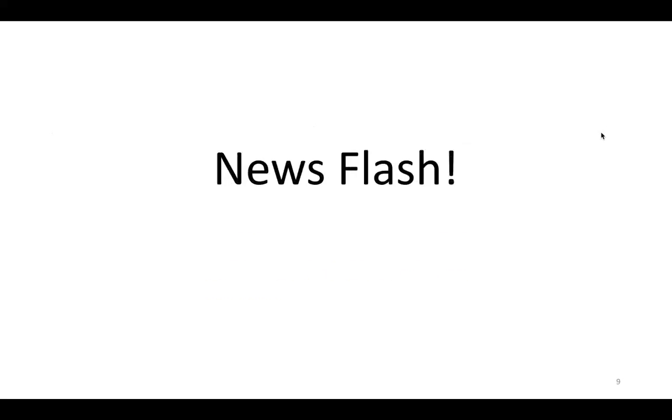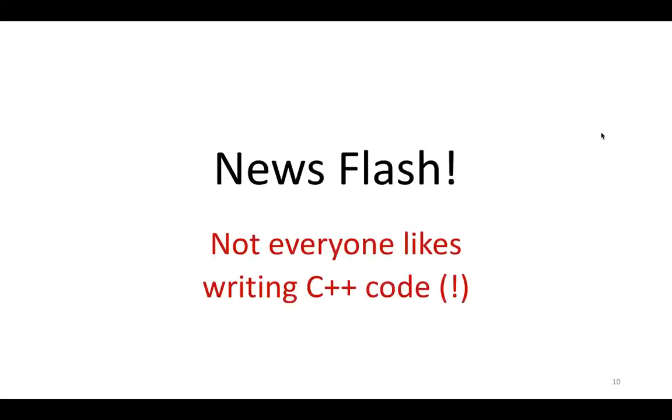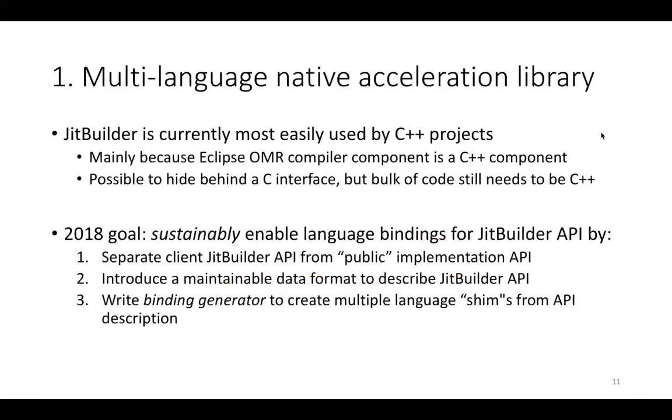But, newsflash, not everyone likes writing C++ code. I know it's amazing to think that, but there are a plethora of other languages that people like to write code in that might imagine writing native accelerators and JIT compilers for. And so it would be nice if JitBuilder was a little bit more accessible to people who want to use other languages and not force people to move to C++. So the first primary goal for JitBuilder in 2018 is to sustainably, and I'll talk a little bit more about what I mean by sustainable in this context, enable different language bindings for the JitBuilder API.